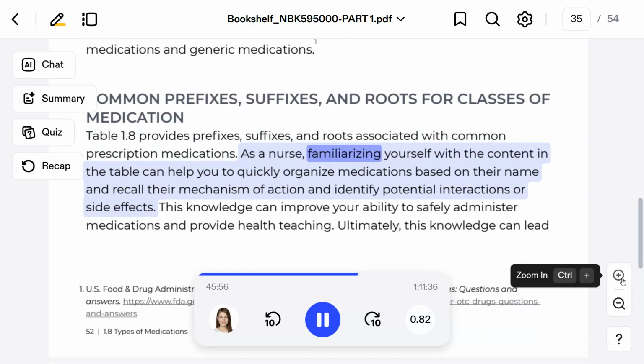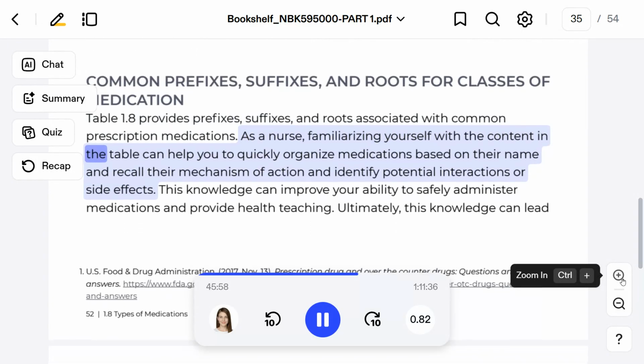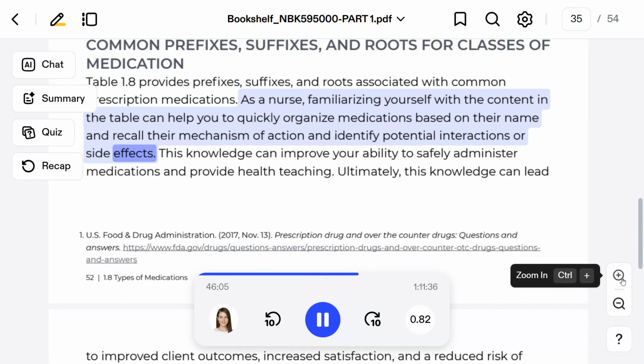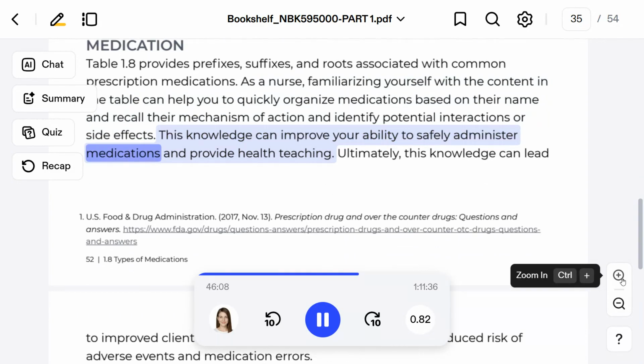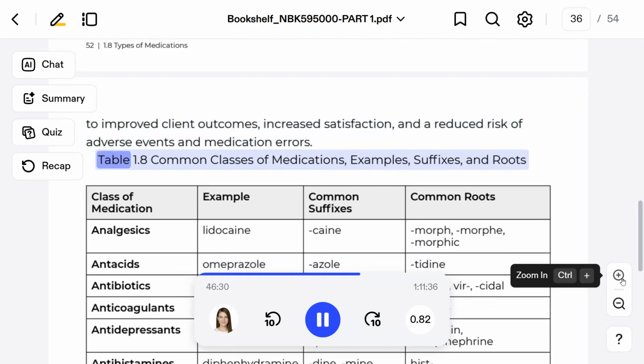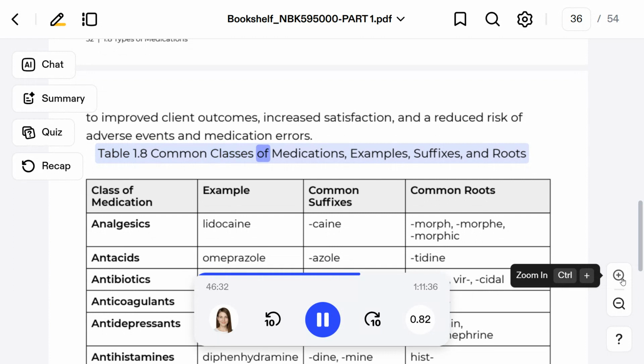As a nurse, familiarizing yourself with the content in the table can help you to quickly organize medications based on their name and recall their mechanism of action and identify potential interactions or side effects. This knowledge can improve your ability to safely administer medications and provide health teaching. Ultimately, this knowledge can lead to improved client outcomes, increased satisfaction, and a reduced risk of adverse events and medication errors. Table 1.8 Common classes of medications, examples, suffixes, and roots.